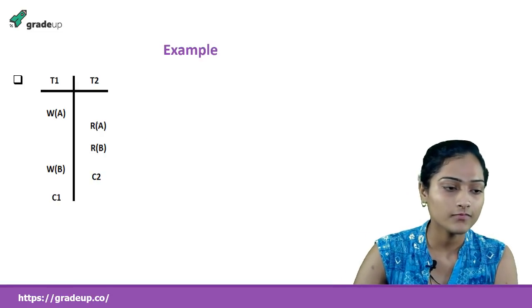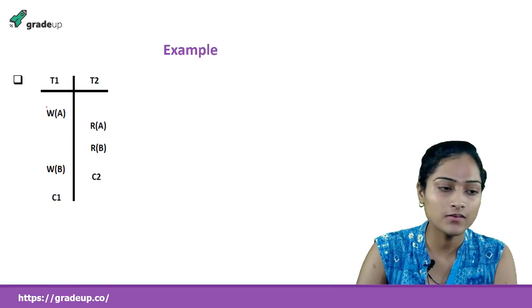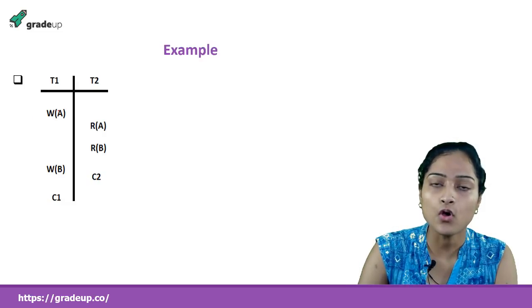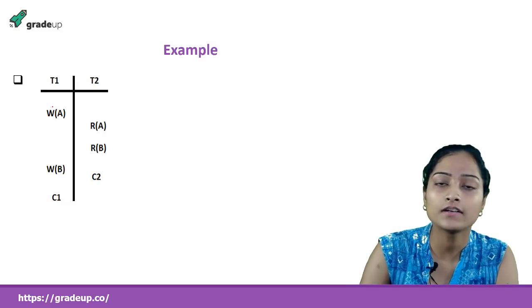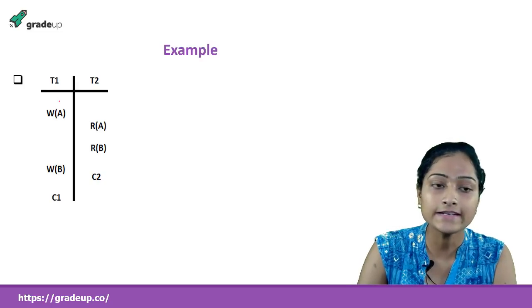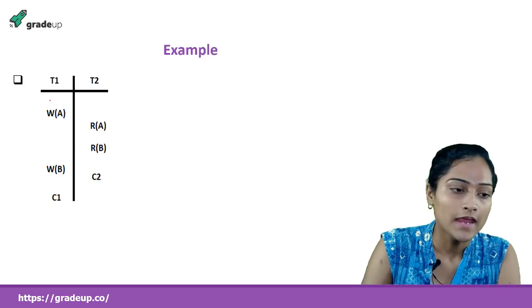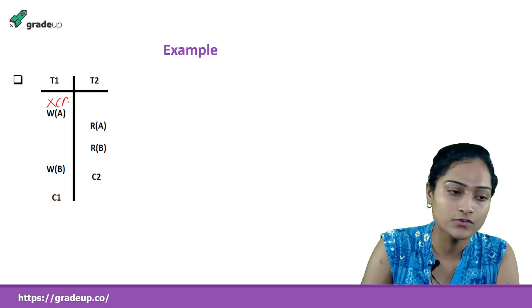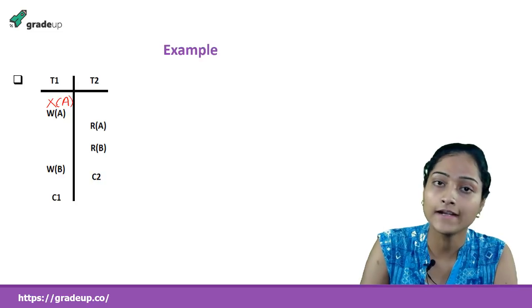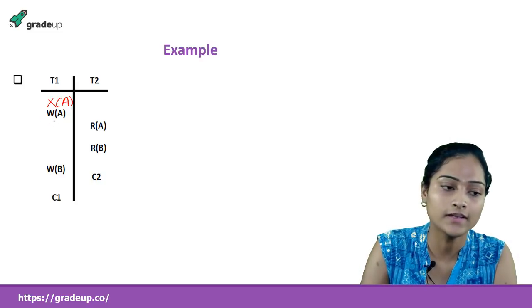See, here this transaction T1 wants to write data item A. So which type of lock does it need? It needs an exclusive lock. So first of all, it will request for the lock. It will acquire an exclusive lock over data item A. Now it can write data item A.